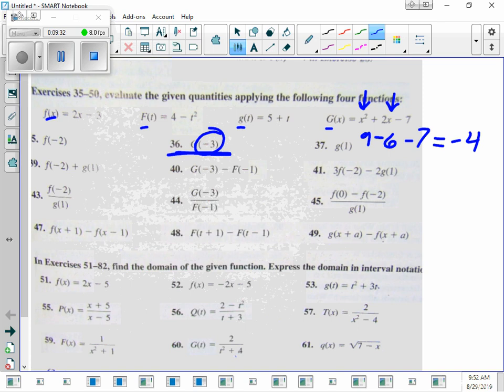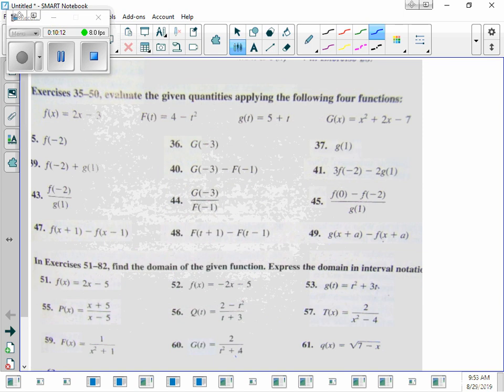Number 40 says, take g of -3 and subtract f of -1. Well, I already know what g of -3 is. It's -4. So this one spits out -4, and then I need to subtract whatever I get when I put -1 in there. So 4 minus -1 squared. -1 squared is 1. 4 minus 1 is 3. So I put a 3 right there, and -4 minus 3 is negative 7. Okay.